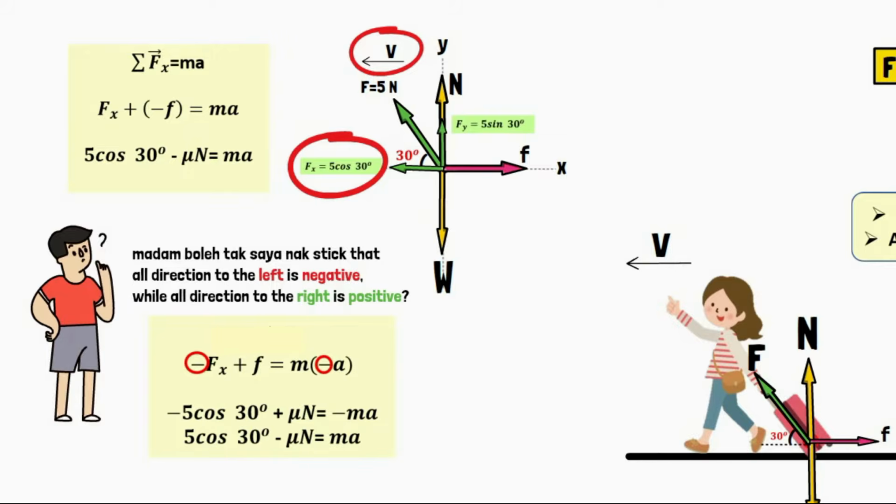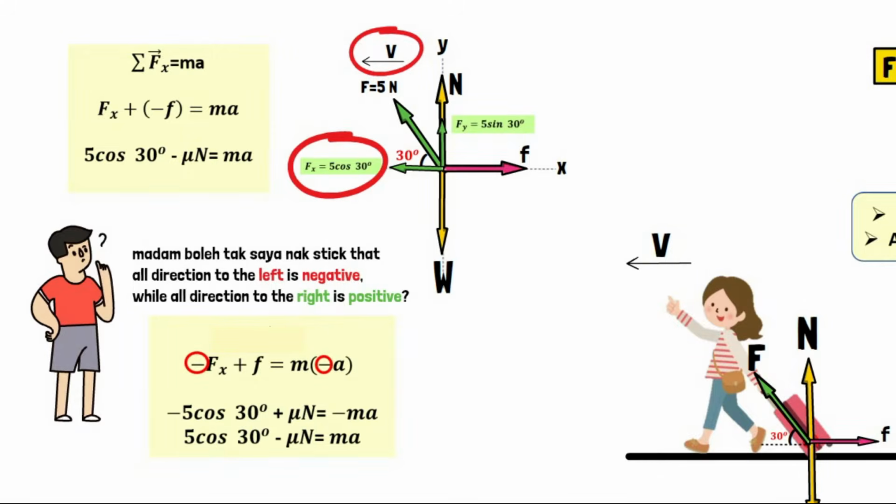So bila kita rearrange the equation, tengok di sini, kita akan dapat equation yang sama, iaitu 5 cos 30 degree minus mu N equal to MA. Boleh? Jadi untuk memudahkan saya ketika menulis equation dan mengelakkan kesilapan positif and negative, so look at the direction of the motion dan tengok pada force. Mana force yang sama direction dengan V, itu kita boleh tulis sebagai positif. Dan mana force yang oppose the motion, saya akan consider dia sebagai negatif.